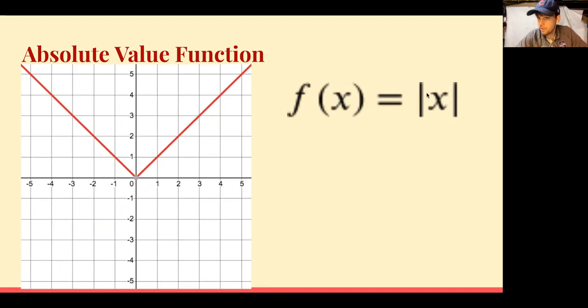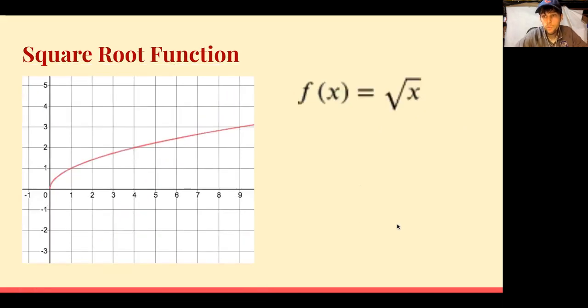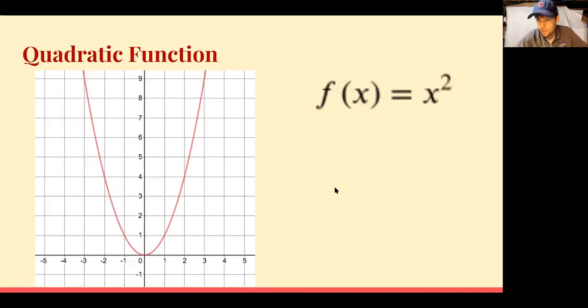Anytime we have the absolute value of x in our function, we're going to be dealing with this one as the parent. We have the square root function, so right, looks kind of like half of a sideways parabola, has that very characteristic square root shape. Anytime we're taking the square root of x in there, this is going to be likely our parent function. We have the quadratic function, x squared in the equation. That's going to be our highest power of x is x squared. Then we're dealing with a quadratic, makes that parabola shape.